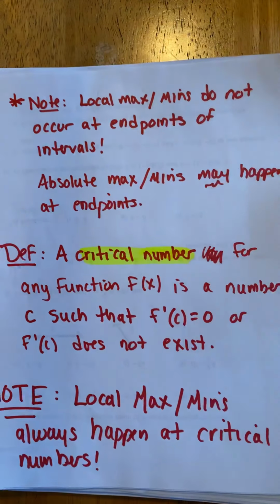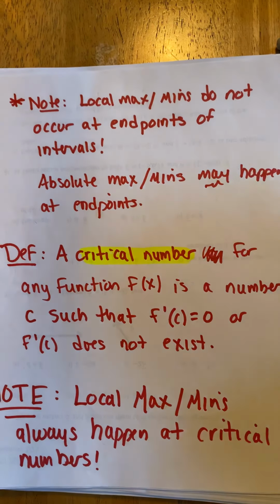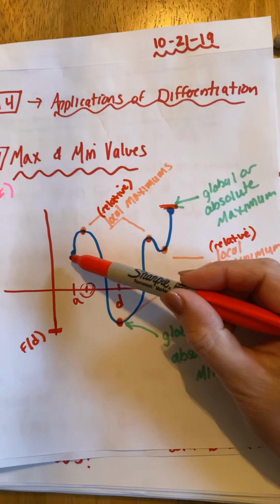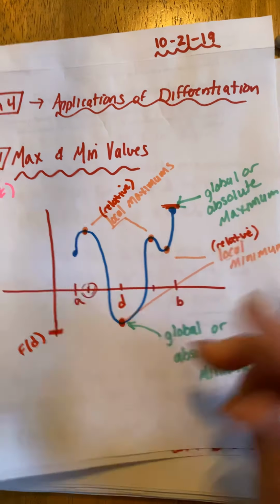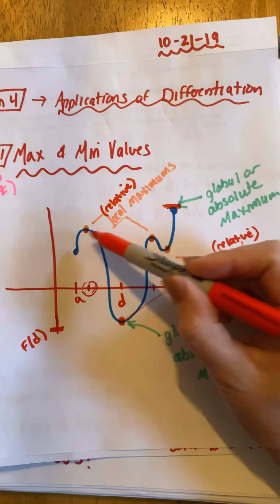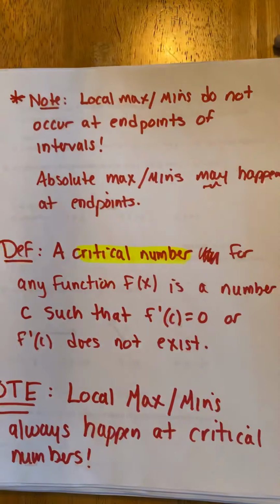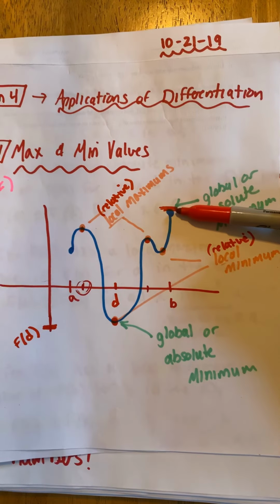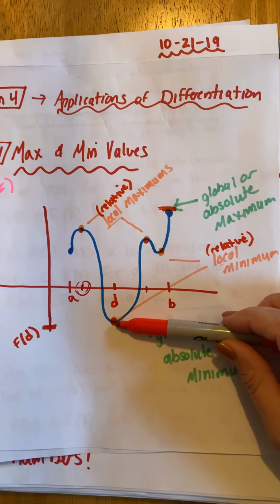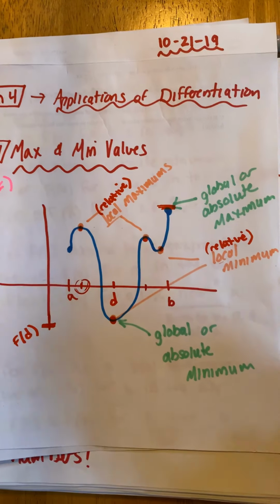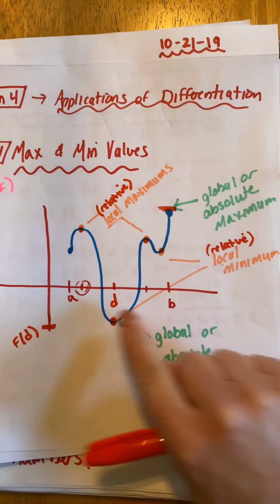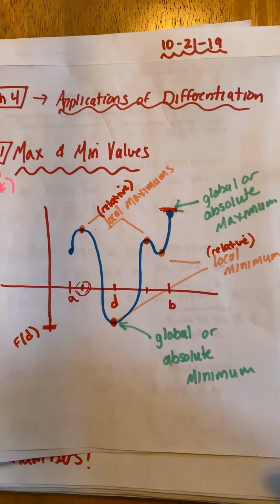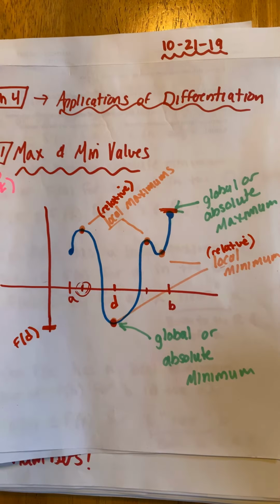All right, moving on. Local maxes and minimums do not occur at the endpoints of intervals. So we would never call this a local minimum or that a local maximum. Local maxes and mins have to have something going on both sides of them. Absolute max and mins may happen at endpoints. So here we have an absolute max, which occurs at the endpoint. Here we have an absolute min, which occurs in the interval. So absolute maxes and absolute mins can happen anywhere in between the interval of definition or may happen at an endpoint. Local maxes and mins can only happen within the interval. They are not occurring at the endpoints.